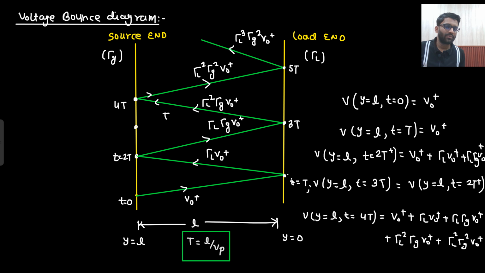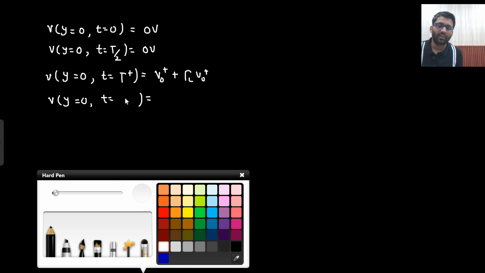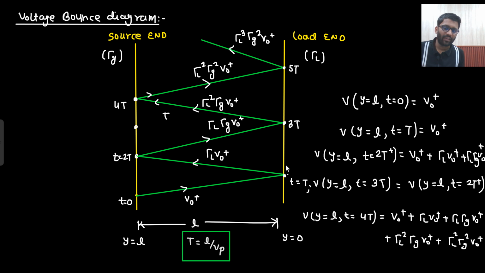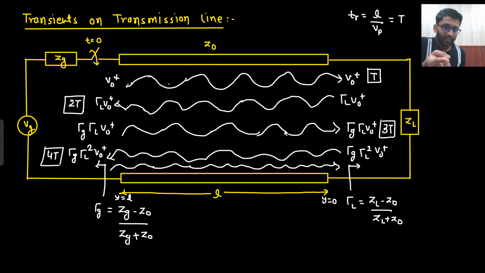Now if I ask you the same thing at 3T by 2, what will be seen at 3T by 2? In the bounce diagram, this is 2T, so somewhere here you will have 3T by 2, or you can write 2T as well, because the next wave will come at 3T. So at 2T what will be seen? V naught plus and gamma L V naught plus only, because the next wave will be coming at time 3T.